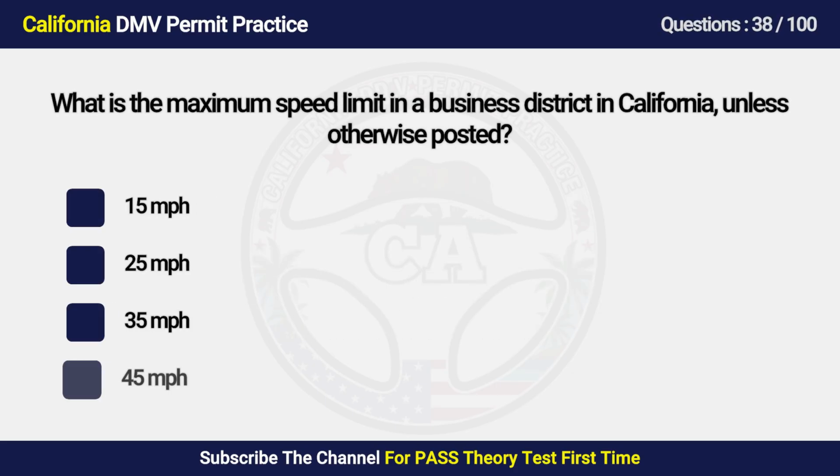Question 38. What is the maximum speed limit in a business district in California unless otherwise posted? A, 15. B, 25. C, 35. D, 45.